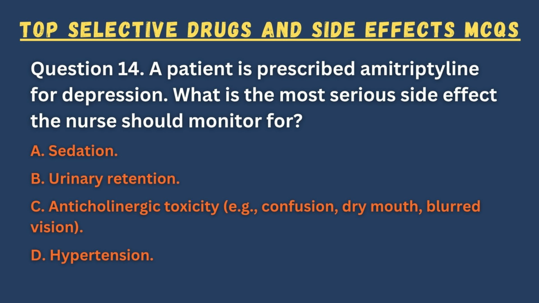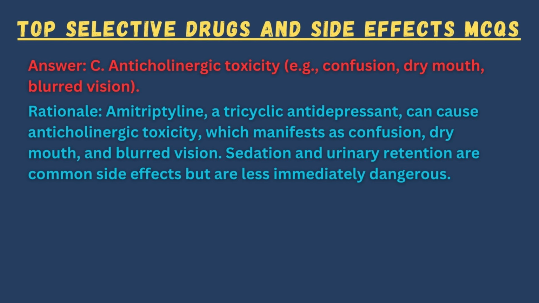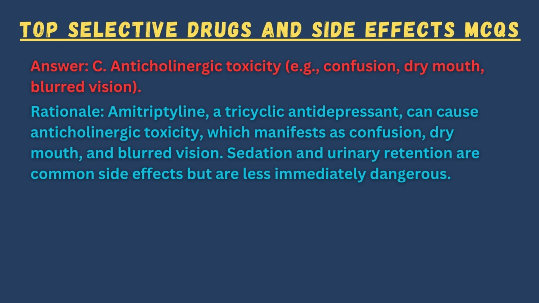Question 14. A patient is prescribed amitriptyline for depression. What is the most serious side effect the nurse should monitor for? A. Sedation. B. Urinary retention. C. Anticholinergic toxicity, for example confusion, dry mouth, blurred vision. D. Hypertension. Answer: C. Anticholinergic toxicity, for example confusion, dry mouth, blurred vision. Rationale: amitriptyline, a tricyclic antidepressant, can cause anticholinergic toxicity, which manifests as confusion, dry mouth, and blurred vision. Sedation and urinary retention are common side effects, but are less immediately dangerous.